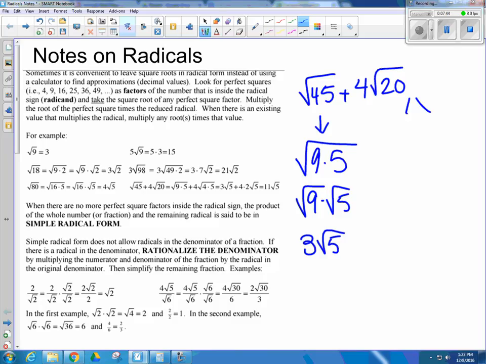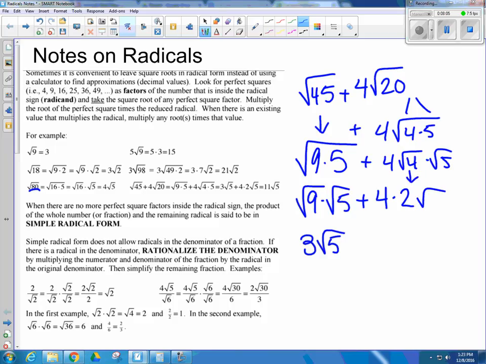Now let's move over here. So I have 4 times the square root of 20. We actually already did this one when we were working on the square root of 80. That's 4 and 5. Those are the factors. So 4 times the square root of 4 times the square root of 5. Square root of 4 is just 2 times the square root of 5. So now I'm at 8 times the square root of 5.